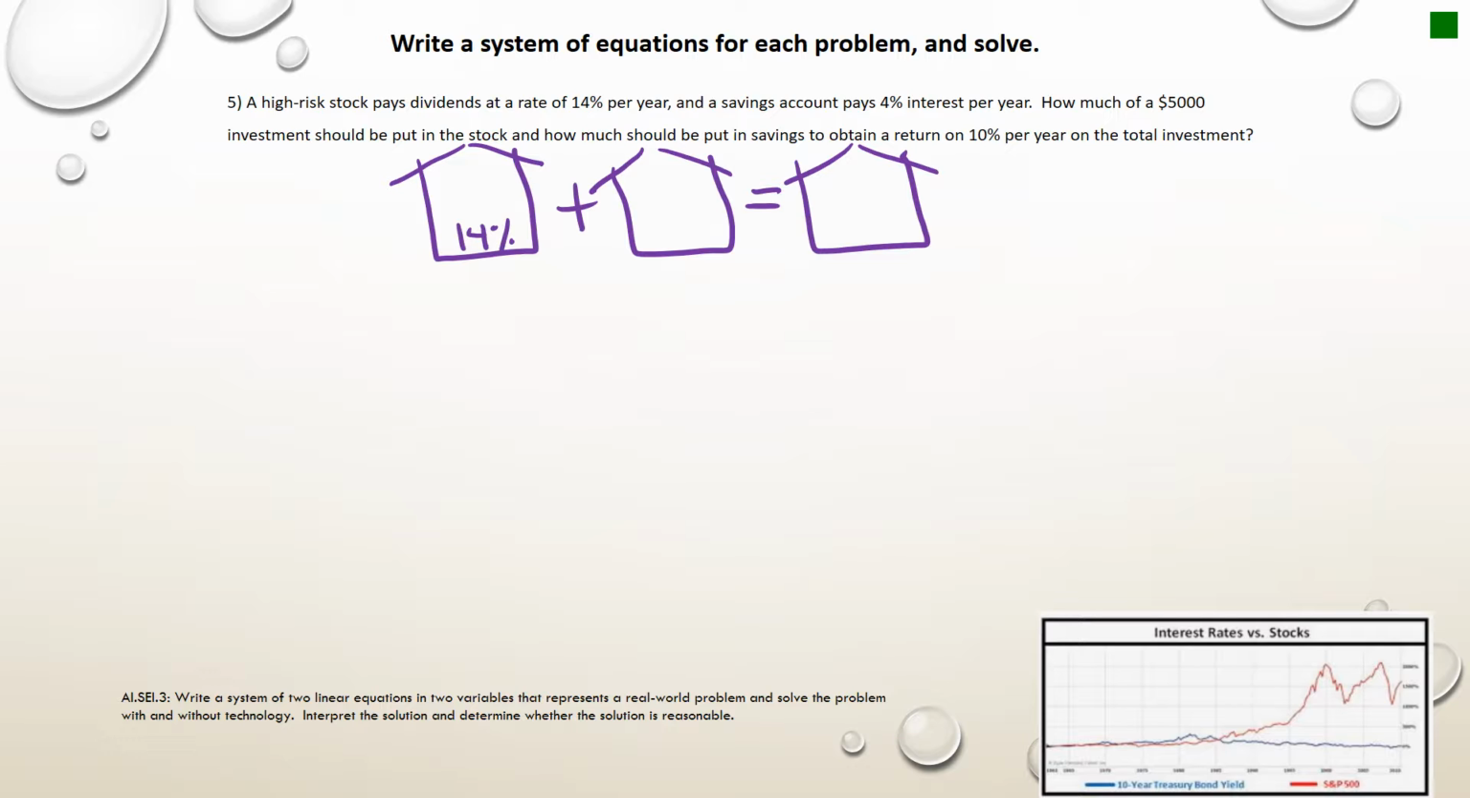We have a 14% dividend. That's a return. That's interest. Savings account pays 4% interest. We want to get an average of 10%, okay?